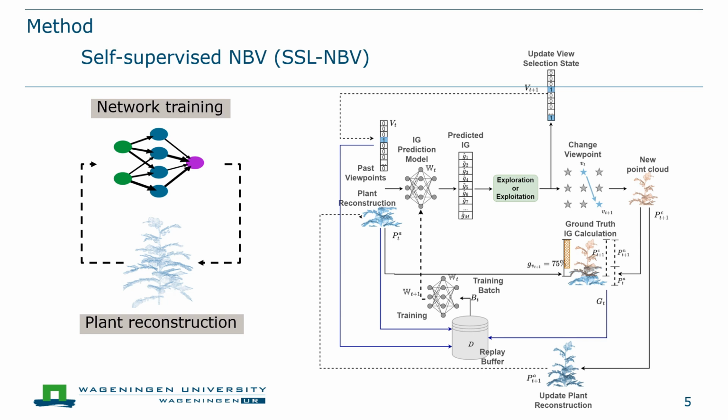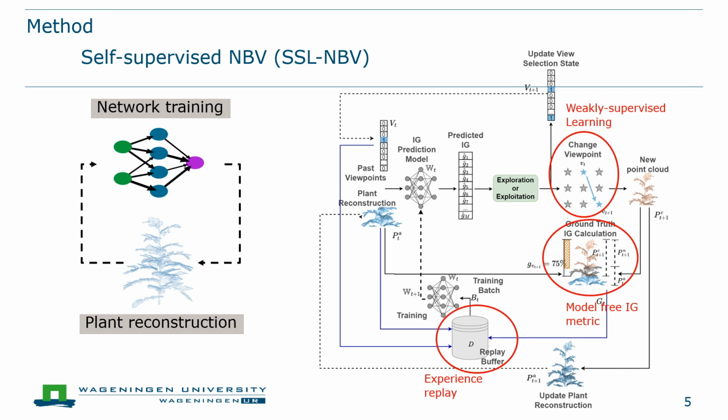I won't explain much. What I would like to say is we do use some techniques to improve the online learning efficiency. For example, we integrated weakly supervised learning with the training paradigm to reduce the need of information gain annotations. We proposed a model-free information gain calculation metric. We used experience replay to improve sample efficiency of training data. Detailed explanation can be found from our paper.